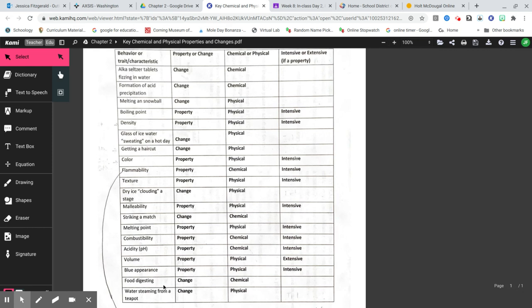Food digesting, this is a change because we're changing that food into energy for our body, ATP. And it's chemical because it's changing, and we leave the last box open. And the last one, water steaming from a teapot. That's a change because it's a phase change. We're not changing the water, it's still H2O, just the distance your molecules are from each other. So it's physical, and we leave the last one open.